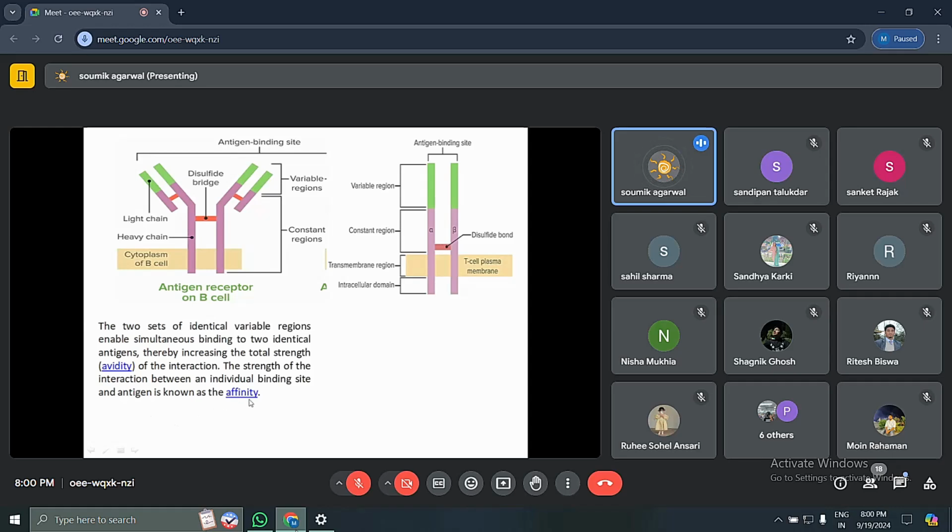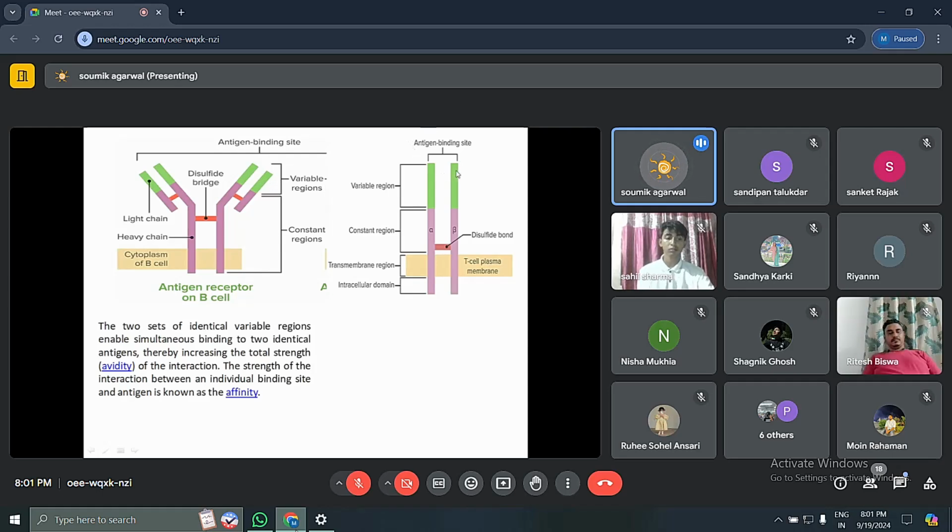And what is affinity? Suppose we consider just this one portion, without bringing the others into consideration. How strongly an antigen will bind with this receptor, that is affinity. The higher the affinity, the stronger the bond. Sometimes I have seen that the question comes, what is avidity and affinity?